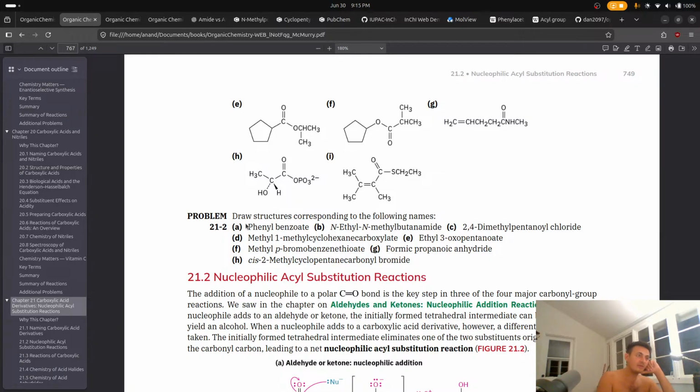N-ethyl-N-methyl butanamide. So first up, we're going to draw butanoic acid. Then we're going to write an N here, and then we have a methyl, and then an ethyl. There's N-ethyl, N-methyl butanamide. Nice.